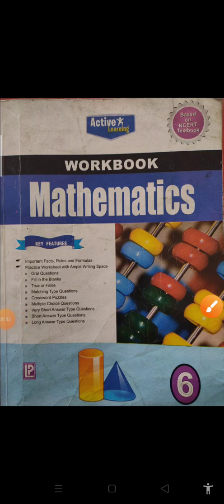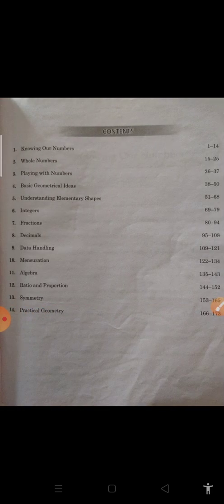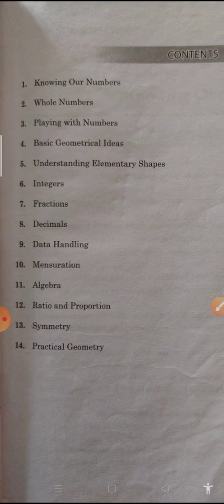Now we are continuing chapter 12. We are starting chapter 12, ratio and proportion. In the previous video we have done chapter 11. Here there are a total of 14 chapters. Till chapter 11 is done. Now chapter 12 starts.